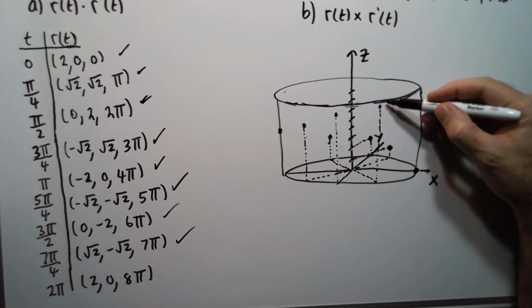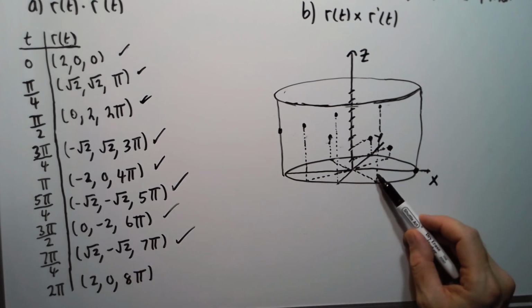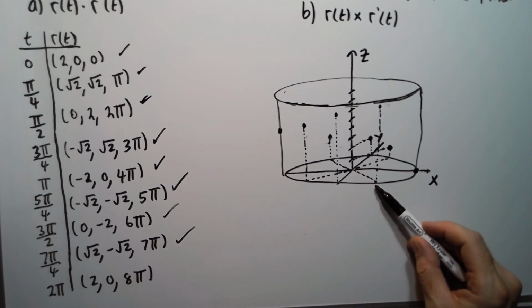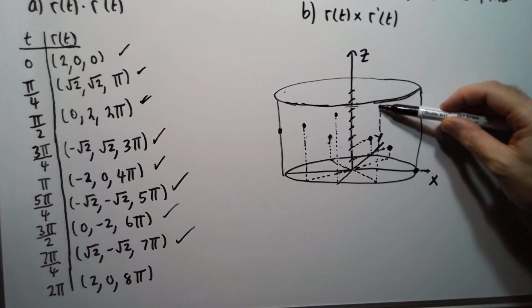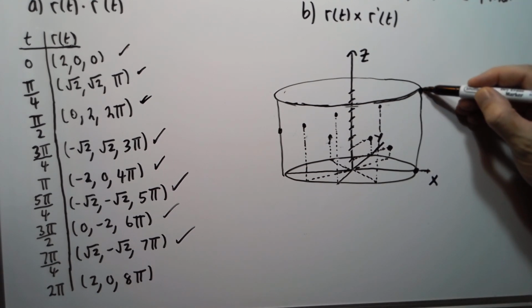So it put me here. So it'd be square root of 2 on the x, negative square root of 2 on the y, and then 7 pi on the z. And lastly, let's look at 8 pi. Okay, that put me up here.